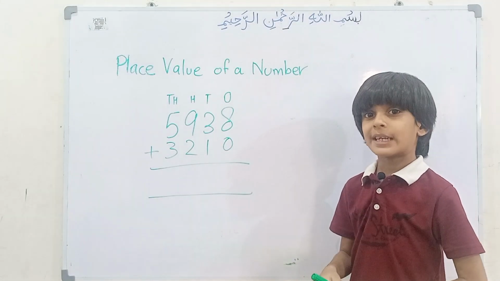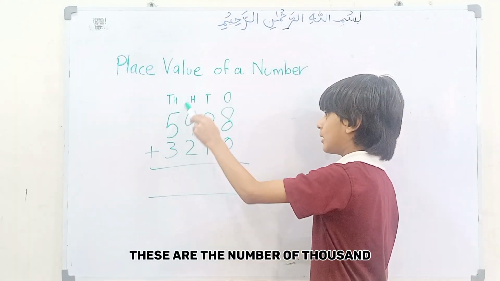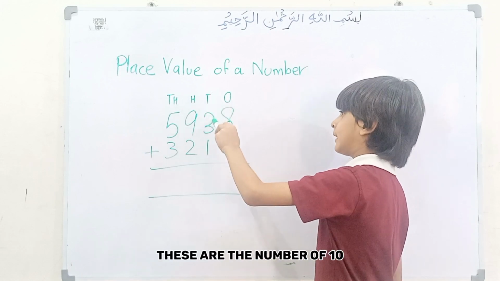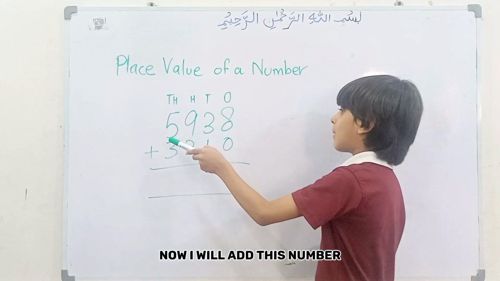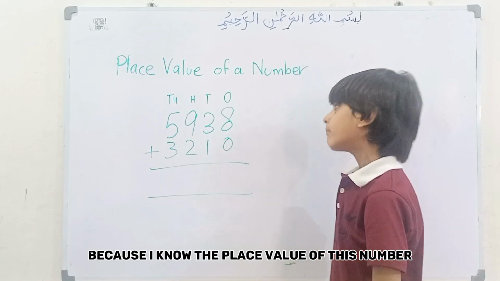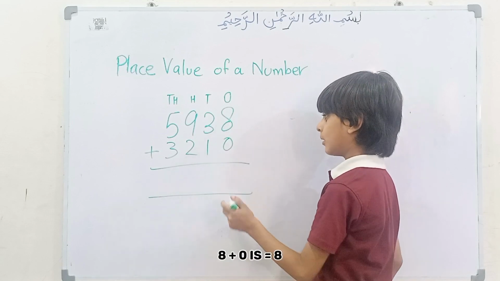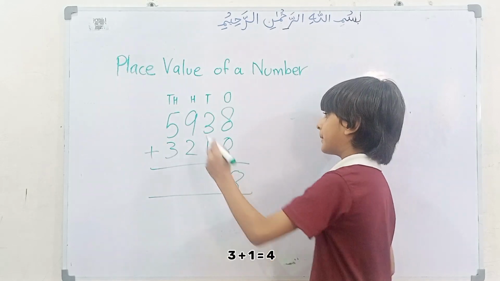So now you see I have written one addition sum, in which I will show you how to use the place value in addition, subtraction and many more. These are the number of 1,000, these are the number of 100, these are the number of 10 and these are the number of 1. Now I will add this number and it will make it more easy because I know the place value of this number. 8 plus 0 is just 8 because 0 is no number.